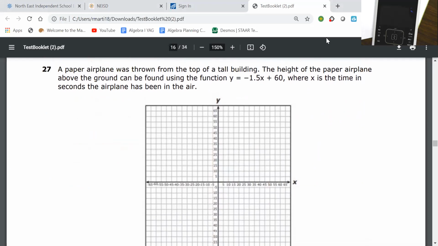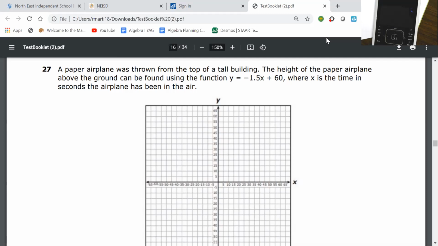This one is an easy problem, but you have to grasp the concept first. Once you grasp it, it's easy. A paper airplane was thrown from the top of a building. The height of the airplane above the ground can be found using the function y equals -1.5x plus 60, where x is the time in seconds the airplane has been in the air.